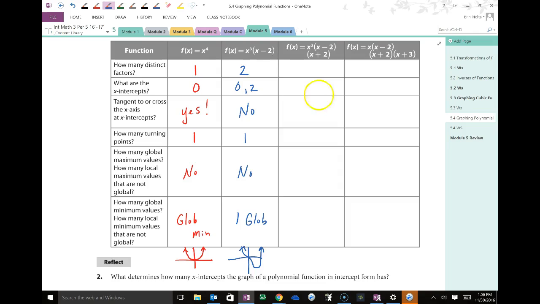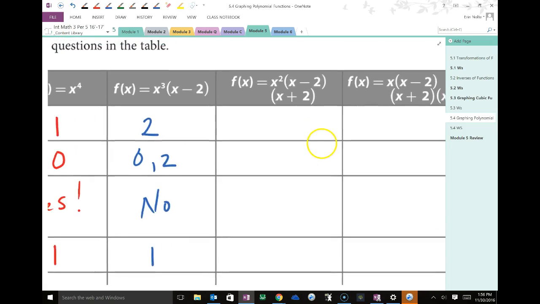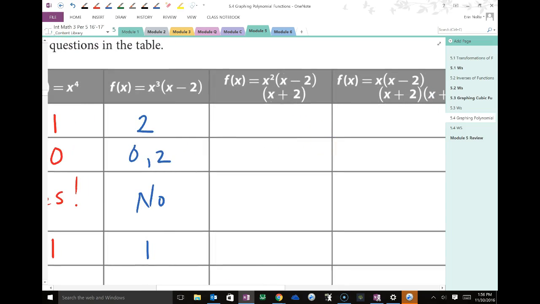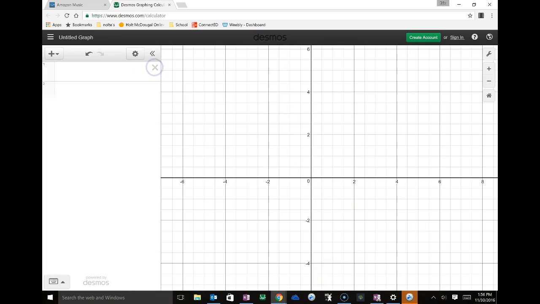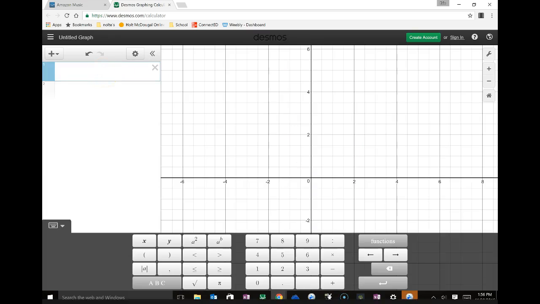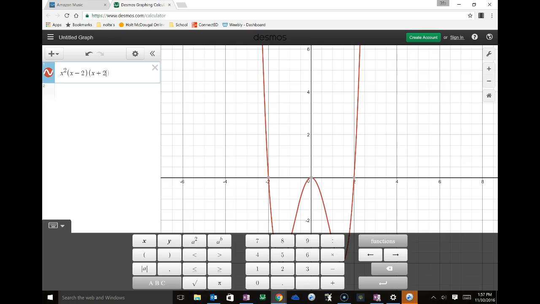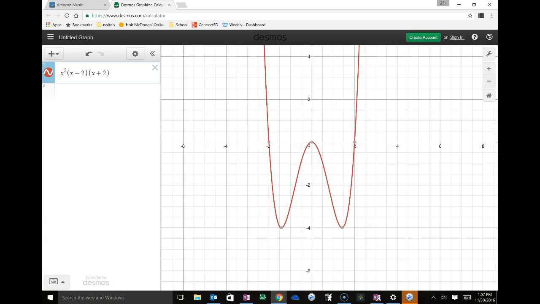Alright, third one. Are you ready for this one? This one's weird, though. You guys already graphed it? Yeah. So what does it look like? John Travolta. It was x squared, x minus 2, and x plus 2. Ready? What is this one? It does look like a W, a little bit symmetrical.